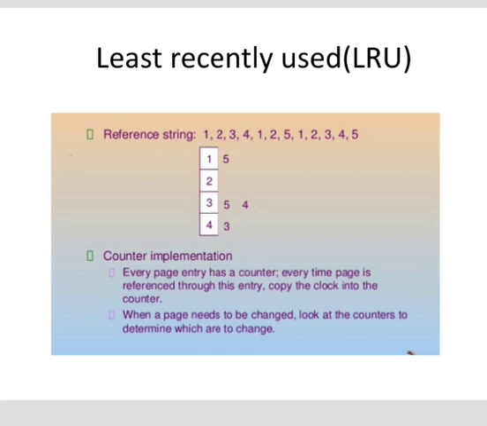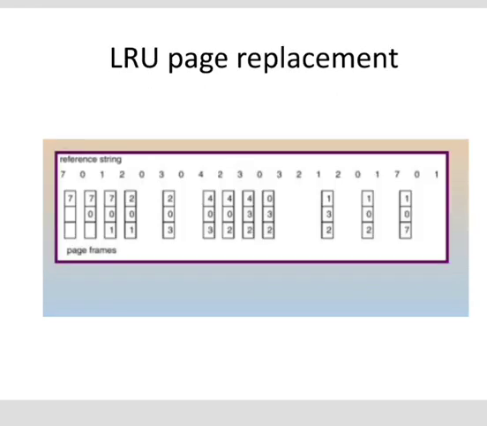So the first two references cause page faults and are brought into the empty frames. At this point, the backward distance of the page number... the third page reference does not cause a page fault. And this diagram shows the LRU page replacement.